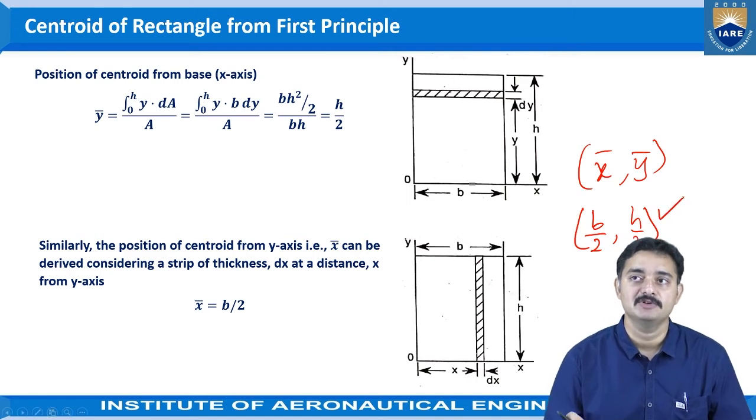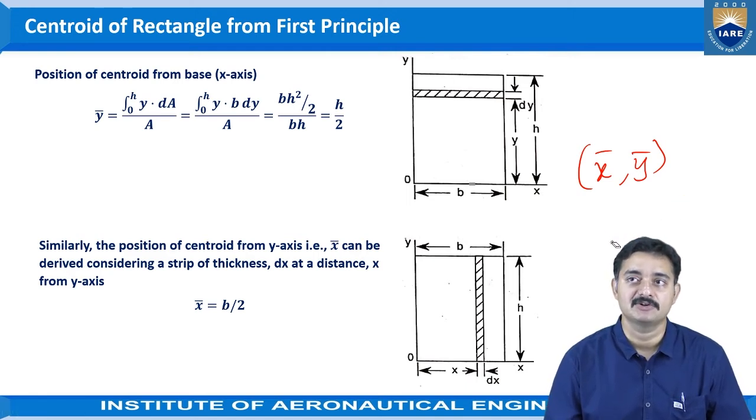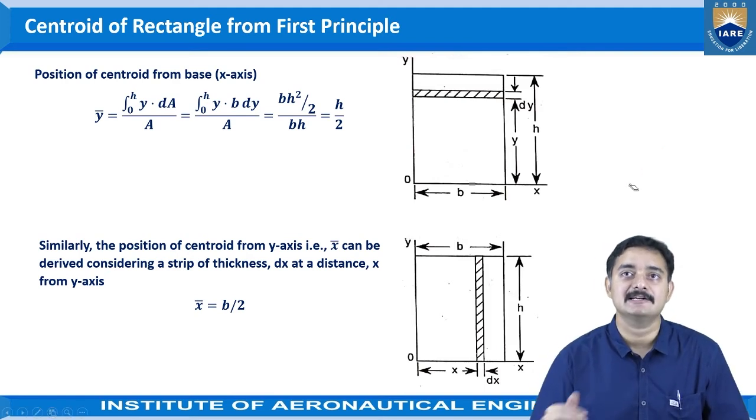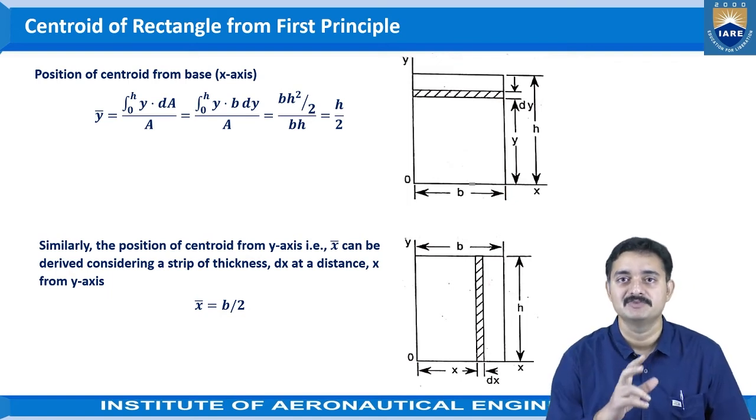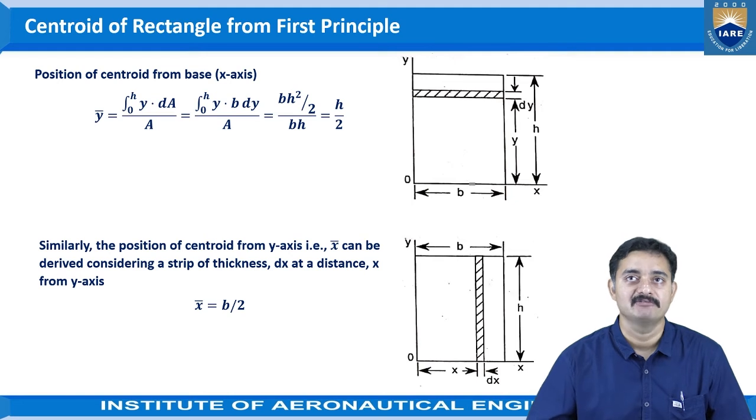So this would be your formula for identifying the centroid of a given rectangle. Anytime a rectangle is given, you can directly apply the formula, that is, the centroid will be at the position of the center of the object, the center of the lamina.